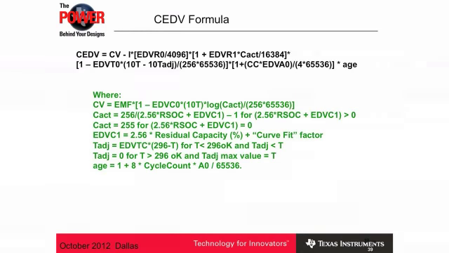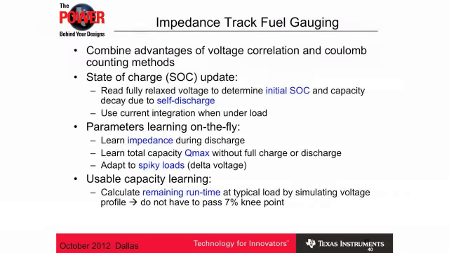It might even be in the manual of your computer: discharge it deeply once in a while. But if you can't do that, and in many other applications you simply cannot, impedance track fuel gauging is a much better way to go. It also has some other advantages.